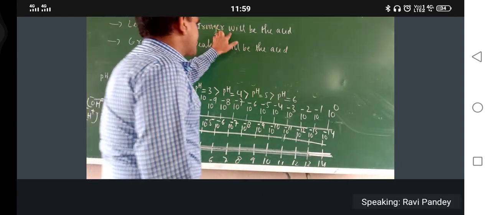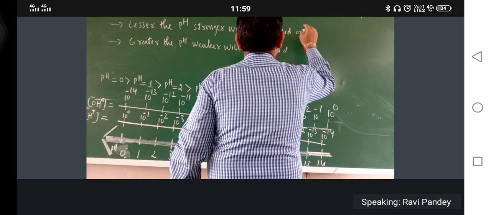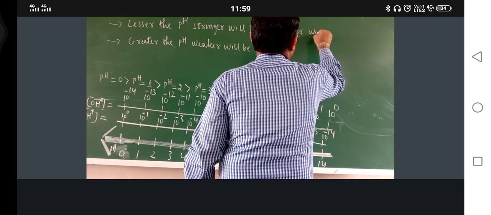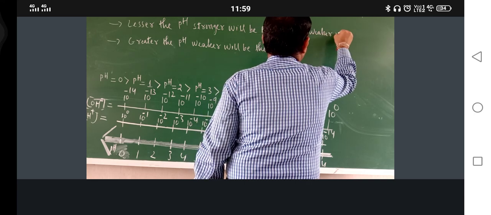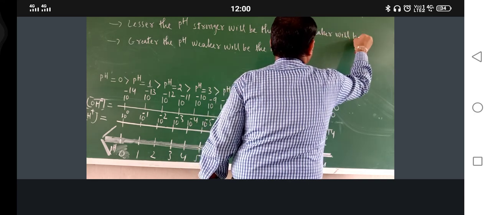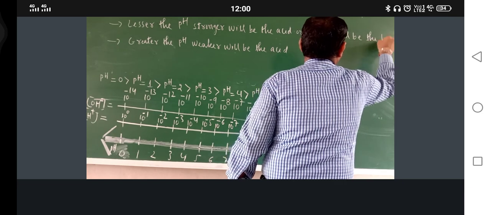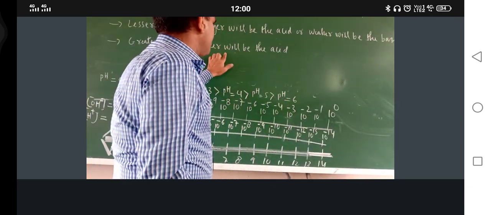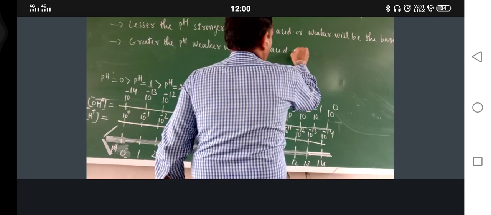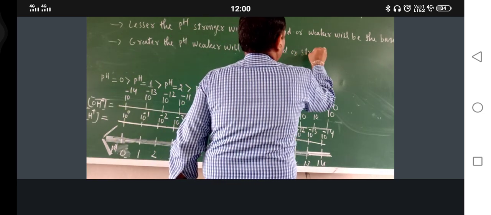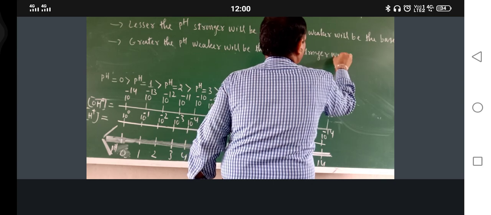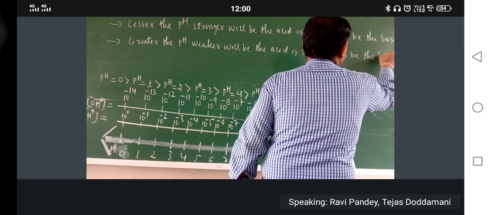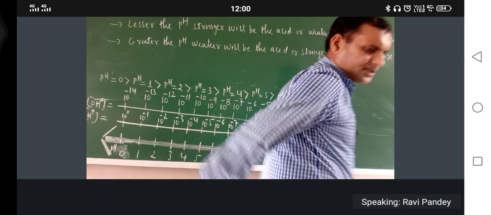Now just see. Lesser the pH, stronger will be the acid, or here in the first point, weaker will be the base. We can write this one also. Greater the pH, weaker will be the acid, or stronger will be the base. Okay or not?